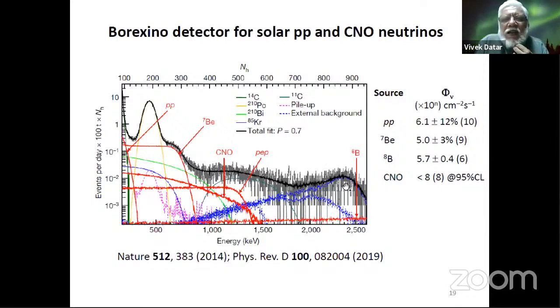This is about 3 to 4 orders of magnitude lower flux than the PP neutrinos, but as you can see, it is not that much lower in the spectrum. That is if you integrate it over all these energies, but that is because of the E-squared dependence of the cross section.